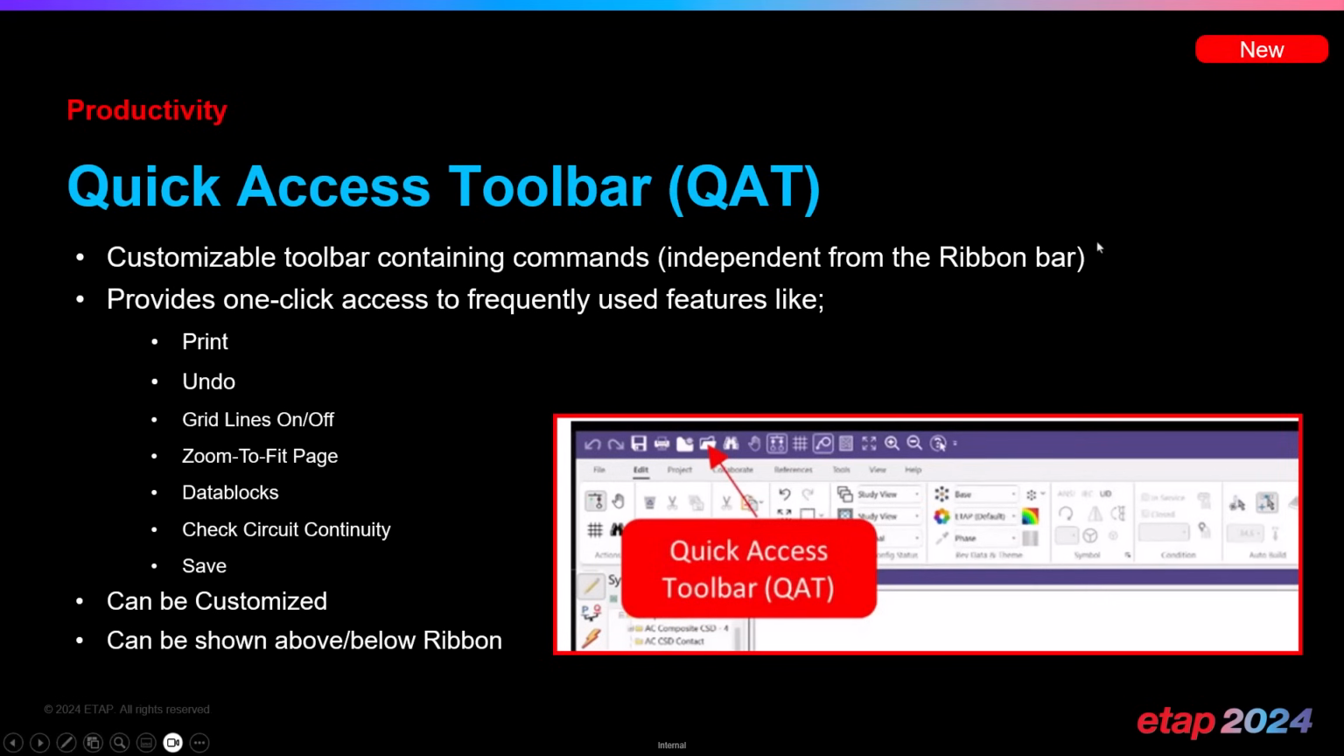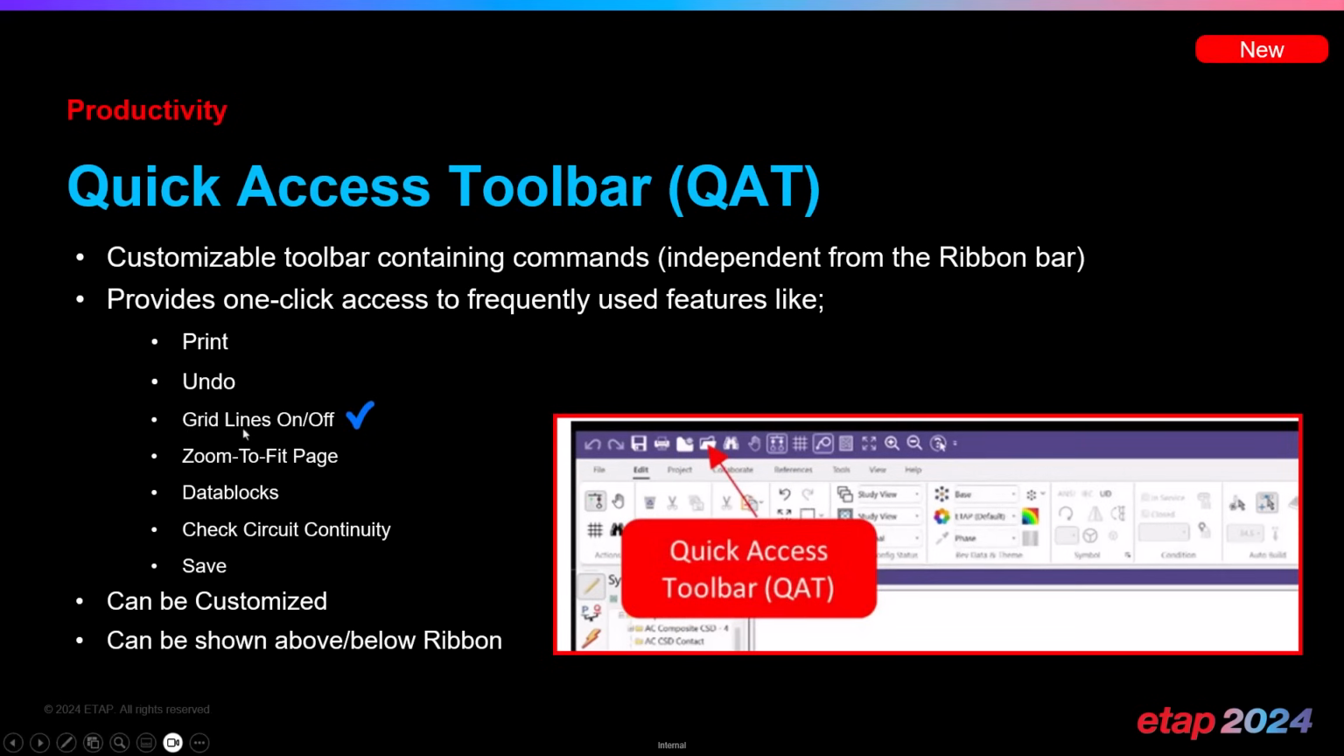Let's learn a little bit more about the quick access toolbar. The quick access toolbar is the toolbar that you will see all the way on top. It provides one-click access to the most frequently used features. So things you do all the time. You don't want to be switching between the different groups or the ribbon options. So for example, things like print, or you want to undo something real quick.